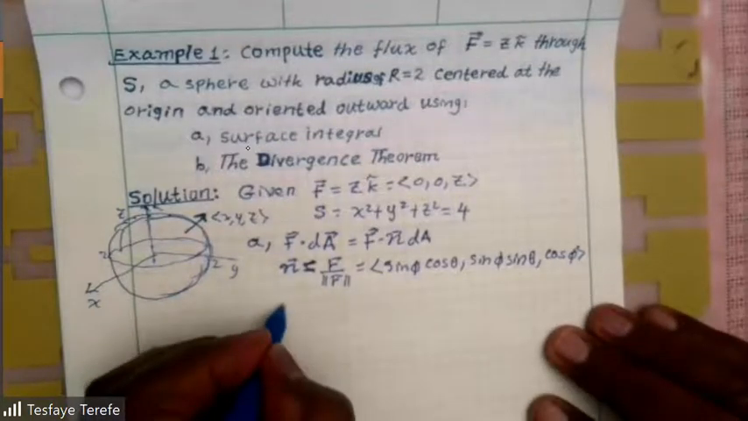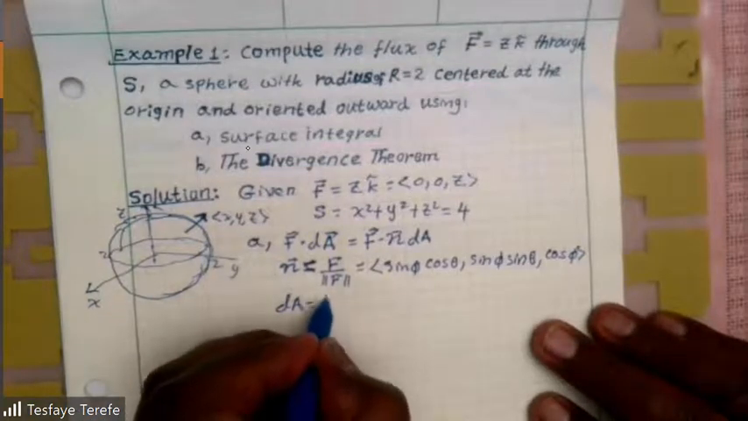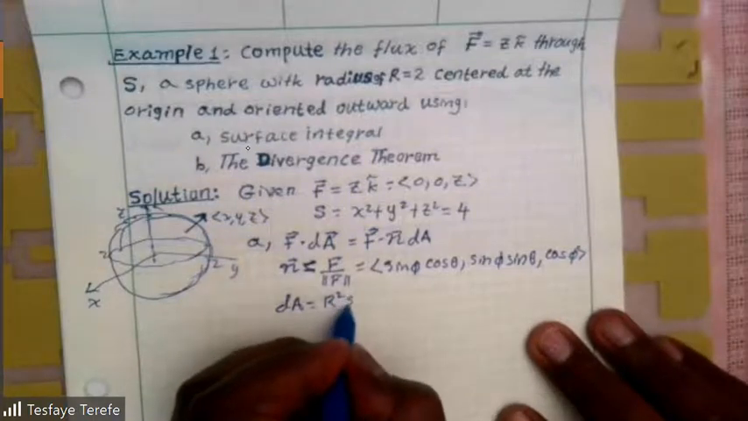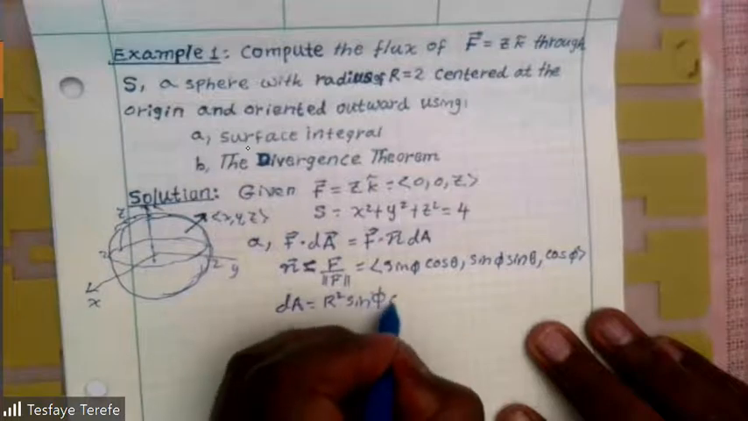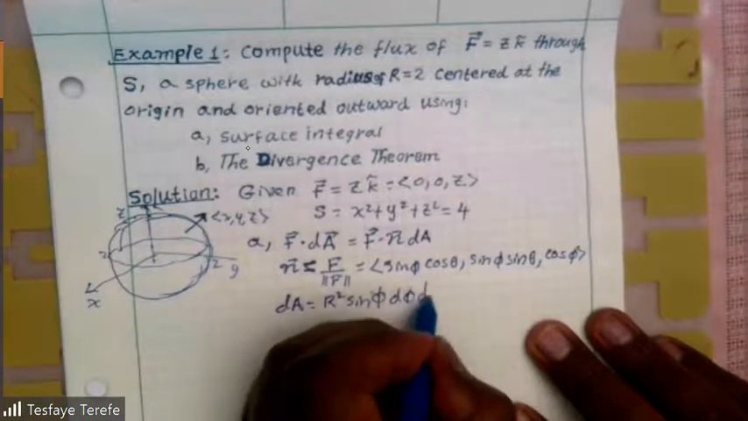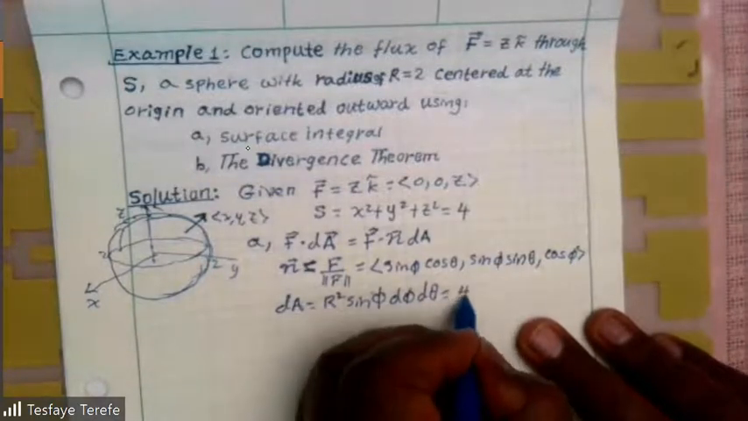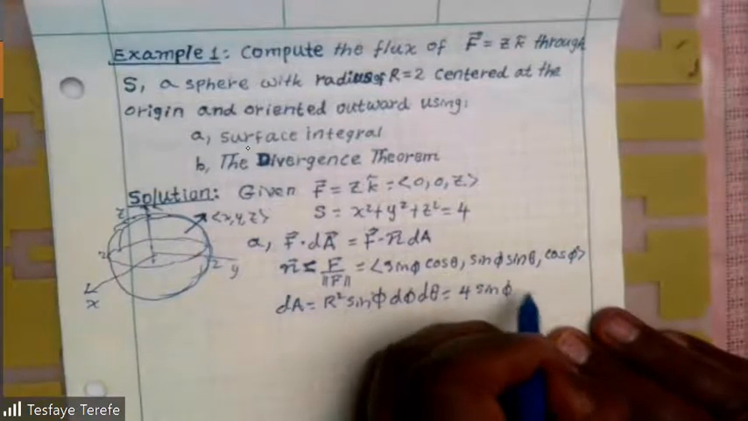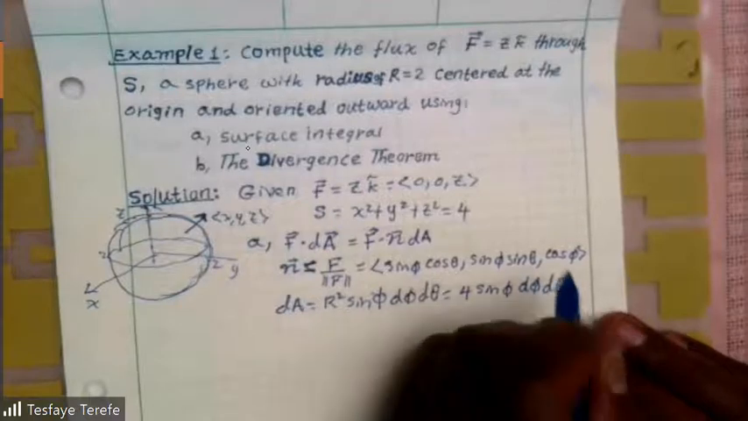And as you know, dA in a spherical coordinate system is r squared sine phi d phi d theta. And as you know, r is 2, 2 squared is 4. So we have 4 sine of phi d phi d theta.